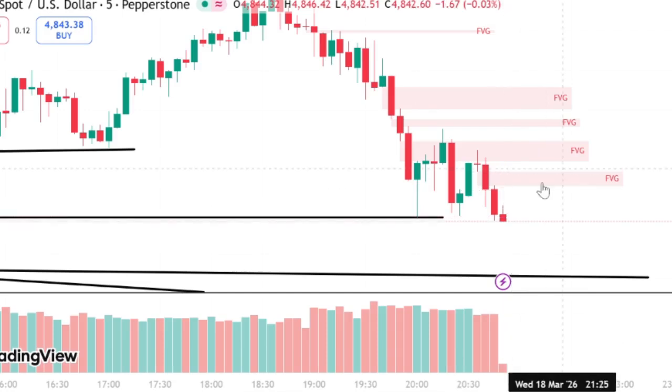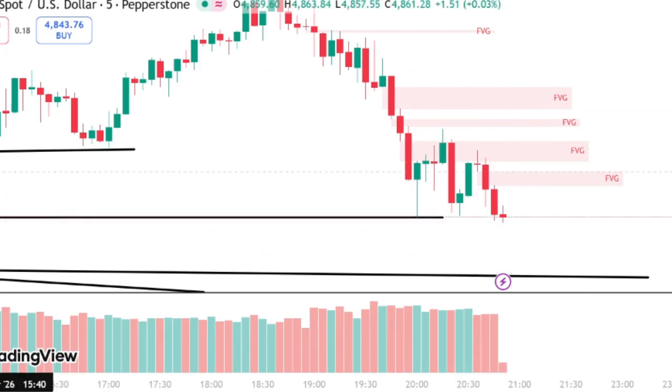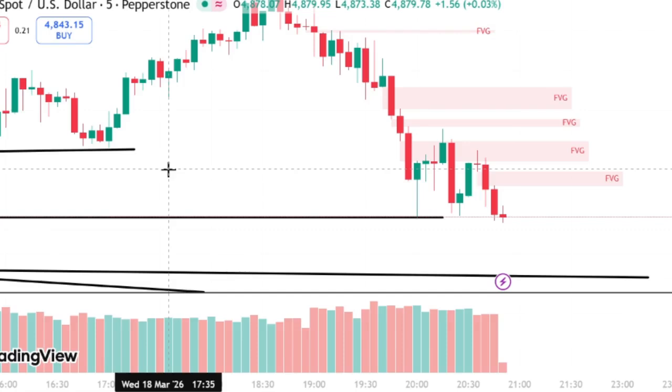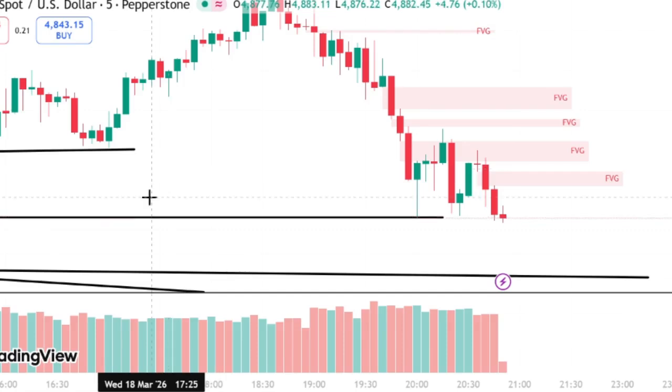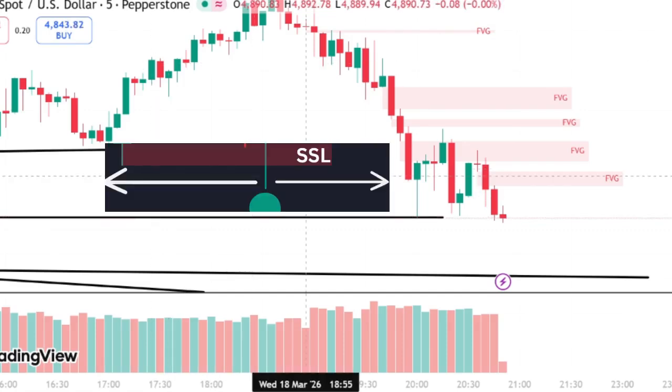So people will start selling here. People start selling, putting their stop loss within this area. Now, note a lot of people have been kicked out within this area. People that were buying and putting their stop loss within here have been kicked out.